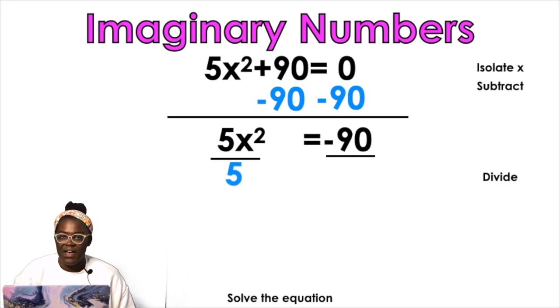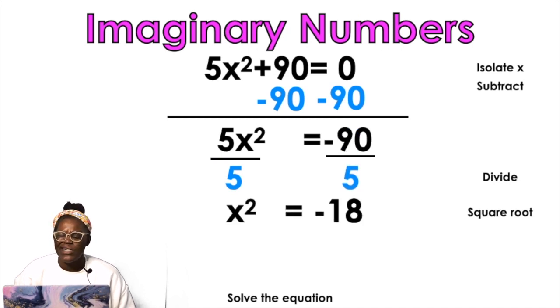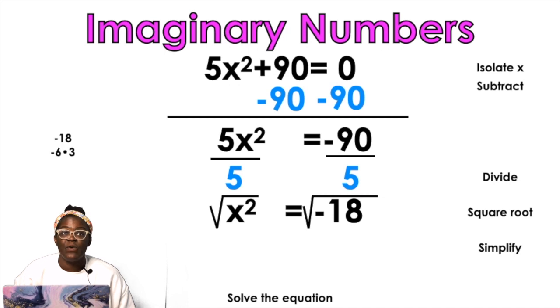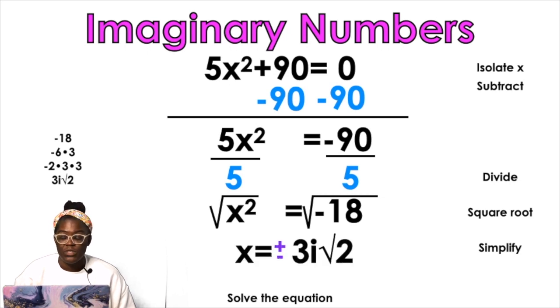So then we're going to divide by 5, divide by 5. I'm going to get x squared equals negative 18. We're going to take the square root of both sides. So now I need to simplify the square root of negative 18, right? So first of all, there's going to be an i on the outside because there's a negative. But we got 6 times 3, and then we have 2 times 3 because we got to break down that 6, right? Doubles go outside, singles stay inside, 3i square root of 2. So when I write my answer, x equals plus or minus 3i square root of 2. That's what I'm going to get.